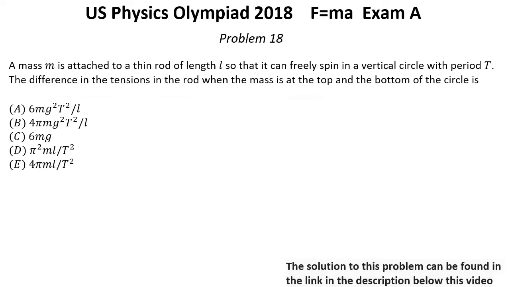Problem number 18. A mass M is attached to a thin rod of length L so that it can freely spin in a vertical circle with a period T. The difference in the tensions in the rod when the mass is at the top and the bottom of the circle is the next one. Solution for problem number 18.